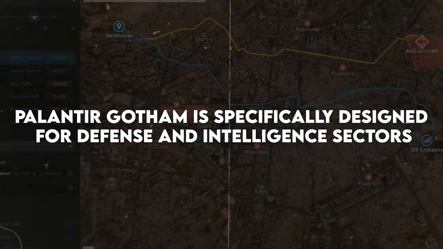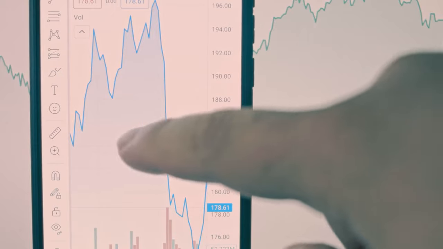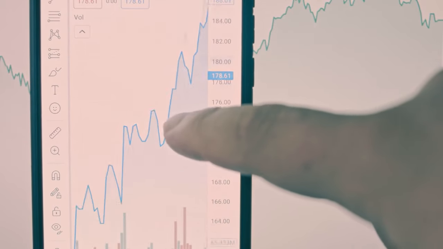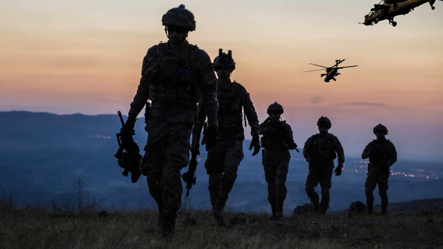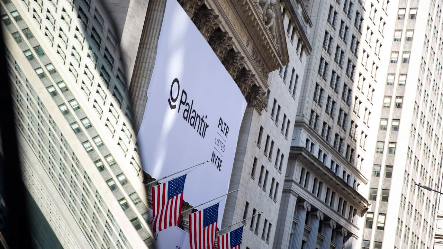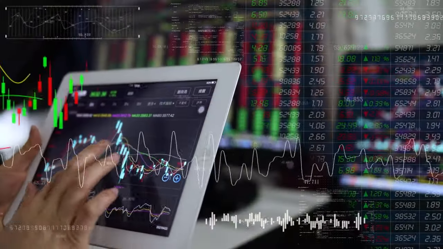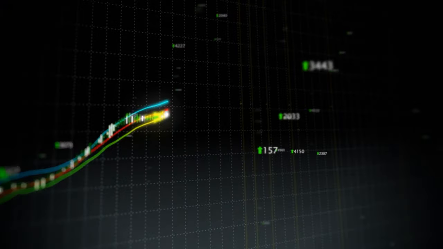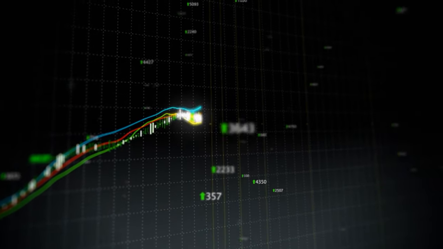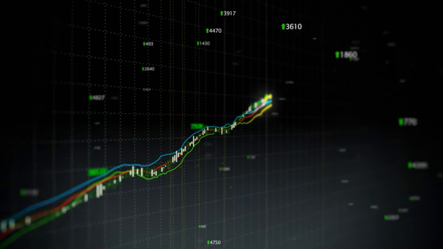Palantir Gotham is specifically designed for defense and intelligence sectors, allowing them to quickly integrate and analyze large volumes of data from various sources. This capability is critical for national security and defense, making Palantir a key partner for government agencies. On the other hand, Palantir Foundry is geared towards commercial clients, enabling them to create a comprehensive data environment where they can harness the power of AI to drive business outcomes.